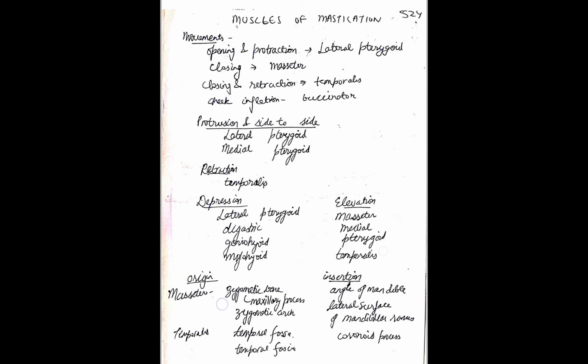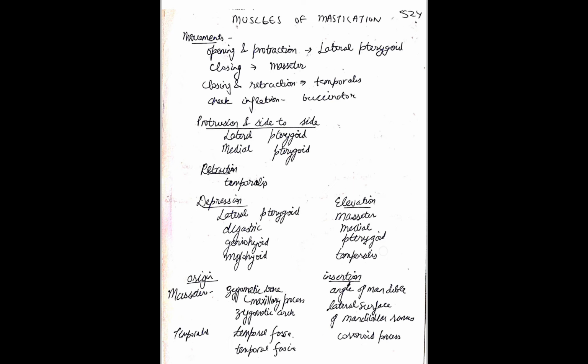So first, masseter. It originates from the zygomatic bone. The maxillary process of the zygomatic bone is the zygomatic arch. So basically the masseter is originating from the cheekbone and it is getting inserted on the angle of mandible and the lateral surface of the mandibular ramus. Okay, on the lateral surface it will get inserted.